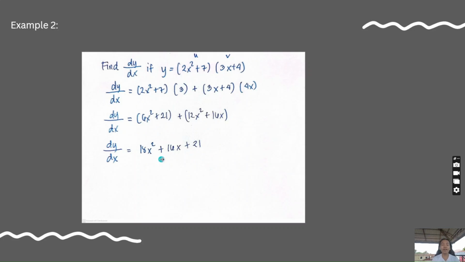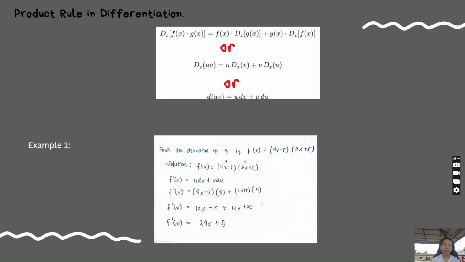So the answer for the derivative of y is equal to 2x squared plus 7 times 3x plus 4 is 18x squared plus 16x plus 21. So that is how simply we get the derivative of the function 2x squared plus 7 times 3x plus 4 by applying the product rule in differentiation.